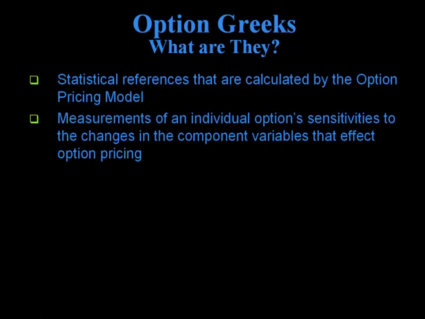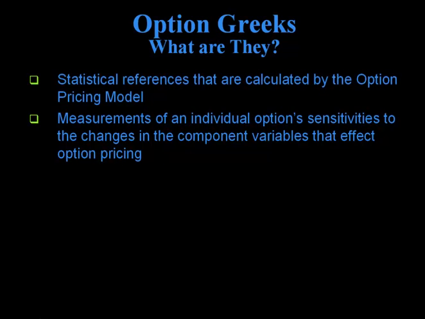Let's now talk about the Greeks. Now that we've got some option basics out of the way, let's take a look at some Greeks here. What are they, by the way? Well, Greeks are a statistical reference that's calculated using the option pricing model. And what they do is they measure an individual option contract's sensitivities to changes in the component variables that affect that option pricing.